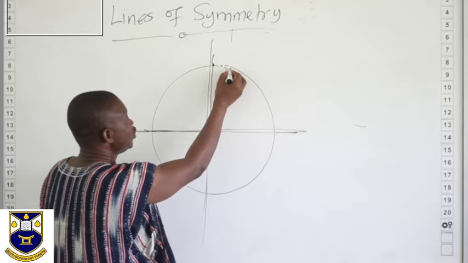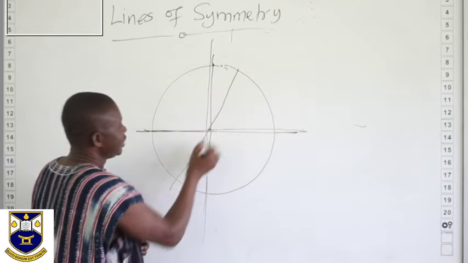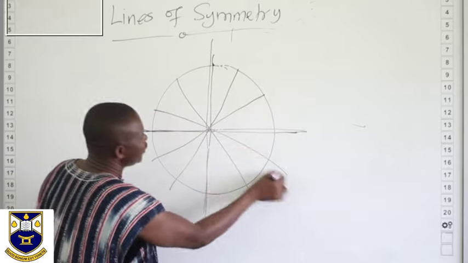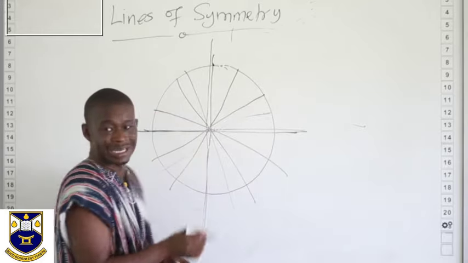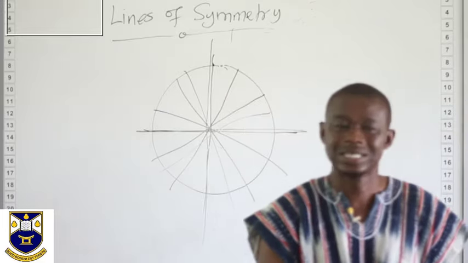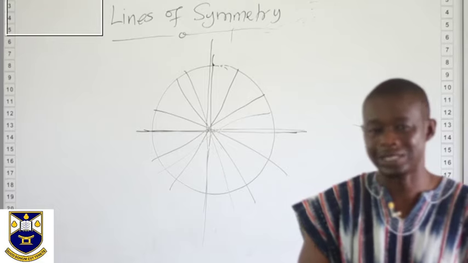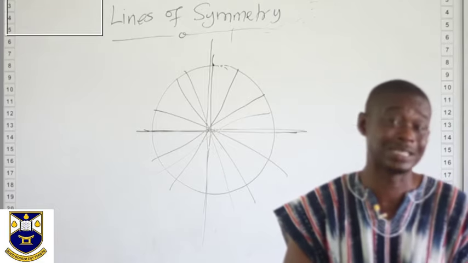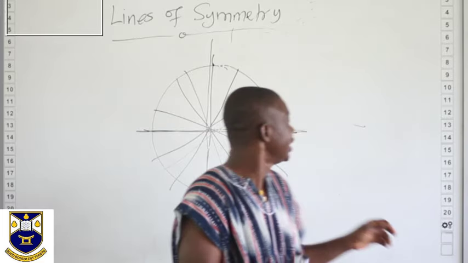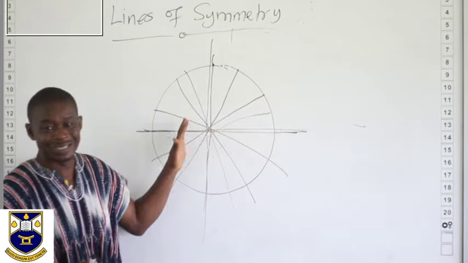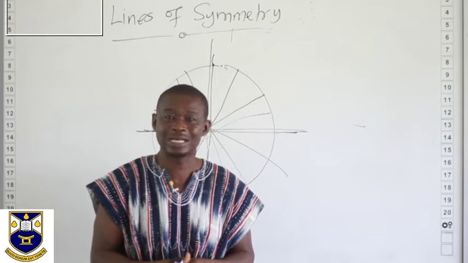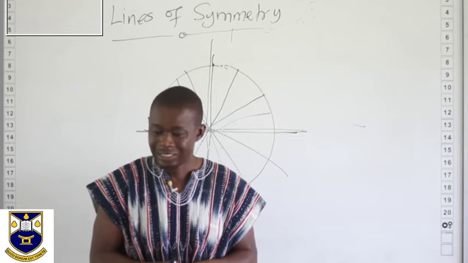Because I can decide to draw a diagonal from here. I can decide to draw it from here. I can draw it from here. I can continue drawing till kingdom come. So what it means is that a circle has an infinite number of lines of symmetry. If we remember an infinite set, it is a set that has no end. So the number of lines of symmetry of a circle is infinite. You can continue to draw them till kingdom come. You won't get to the end. Good.